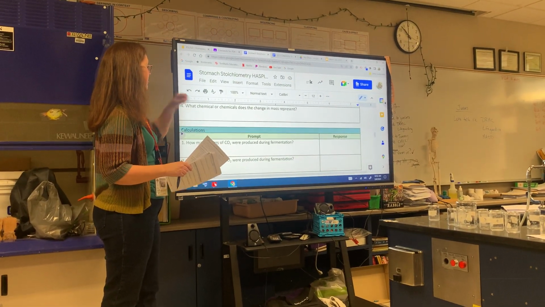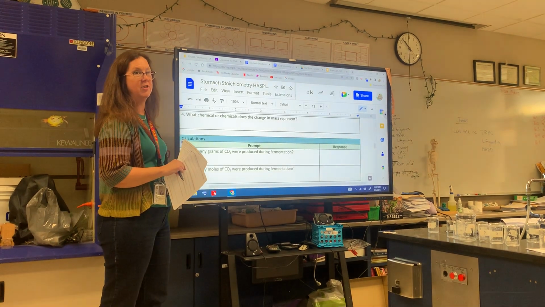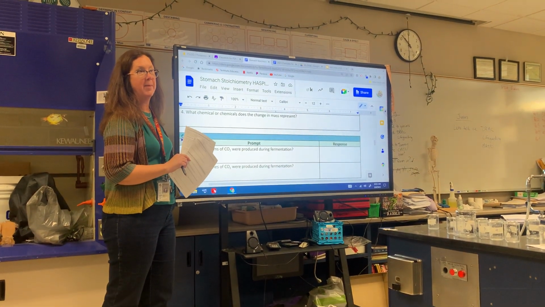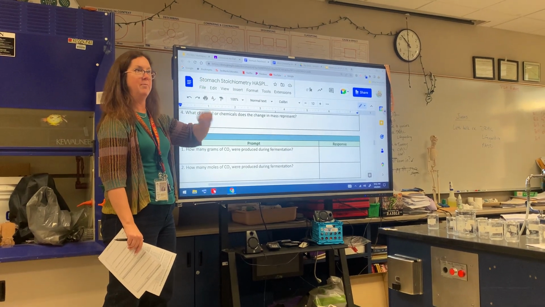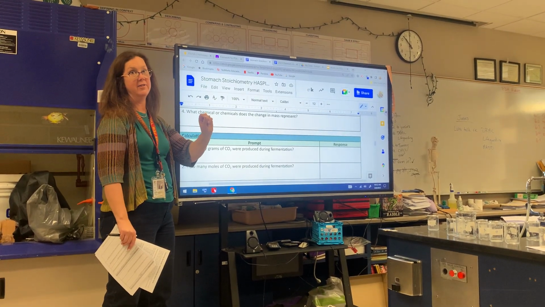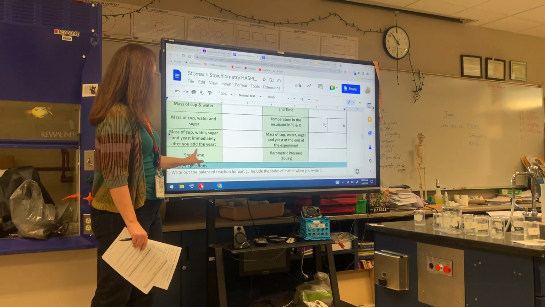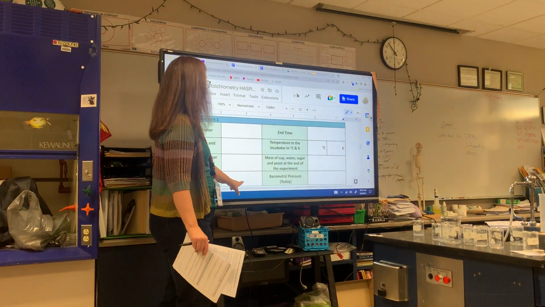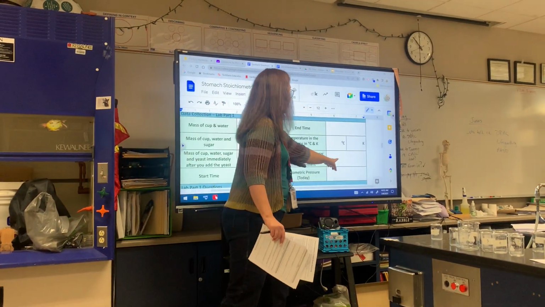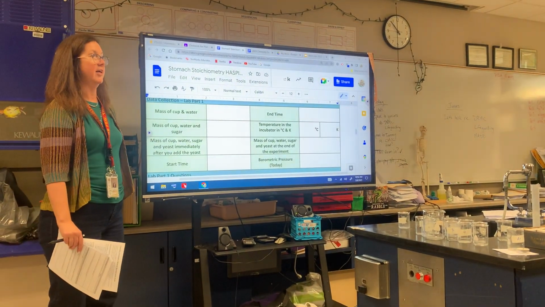what chemical or chemicals does the change in mass represent? Did you guys find a change in mass? Did it weigh differently at the end than it did right before? Like when you added the yeast, compare that part there. When you added the yeast and you started the time, look at that number here. How does that compare to this number here? Got heavier?